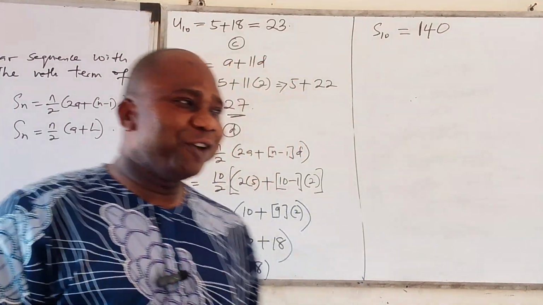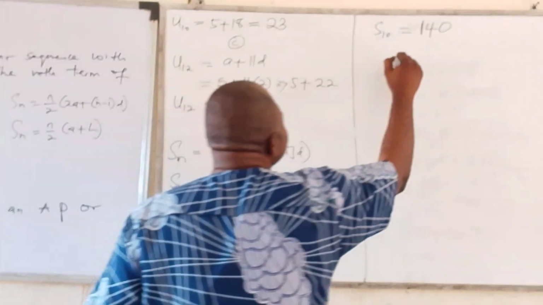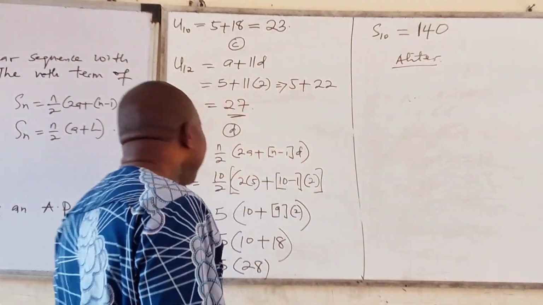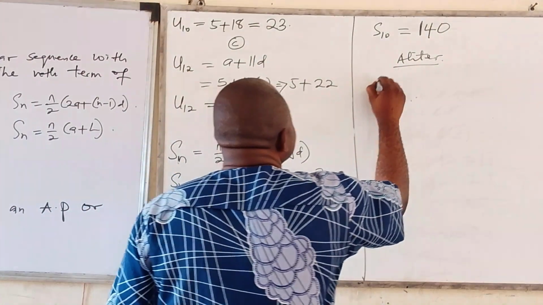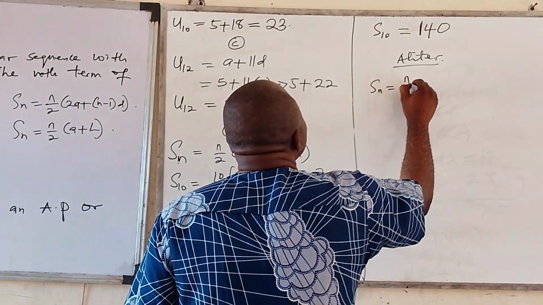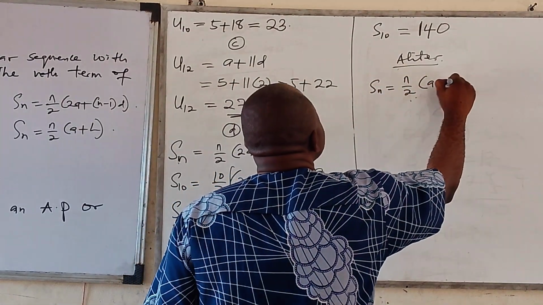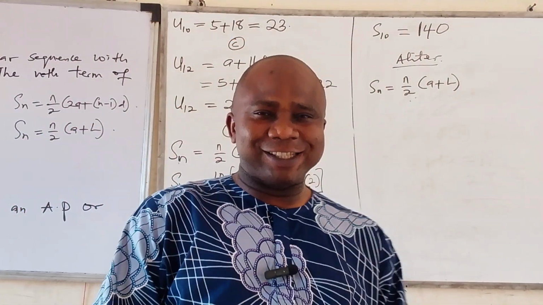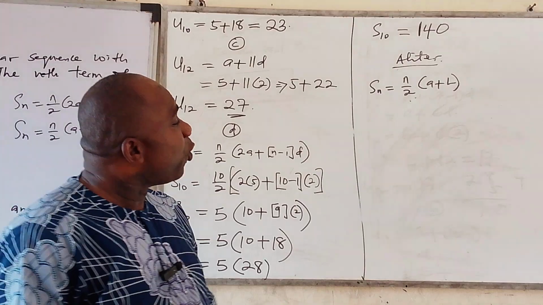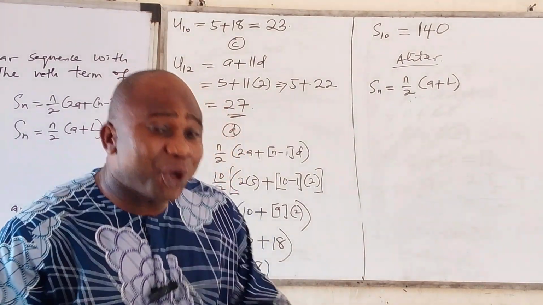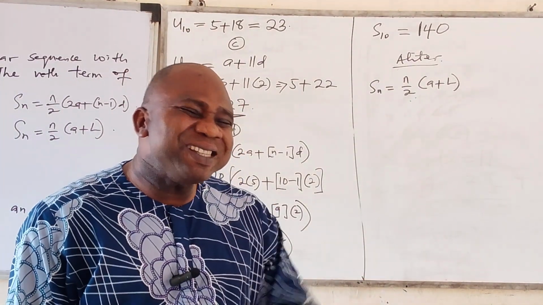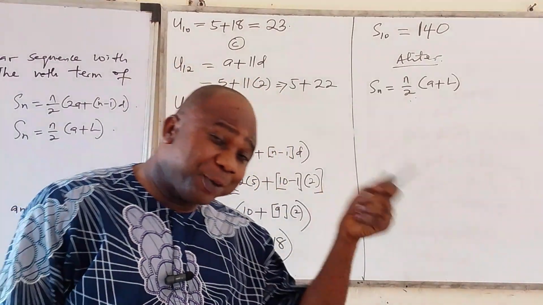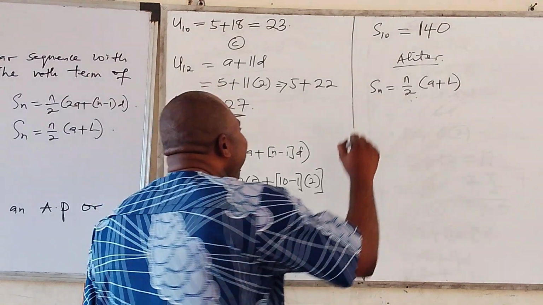Now, I want us to use the other formula. So alternatively, we said our Sn is equal to n all over 2 in bracket a plus L. And remember, we said L is the last term. Now we are looking for the sum of the first 10 terms, so the last term will be the 10th term. So now let's figure out our L.